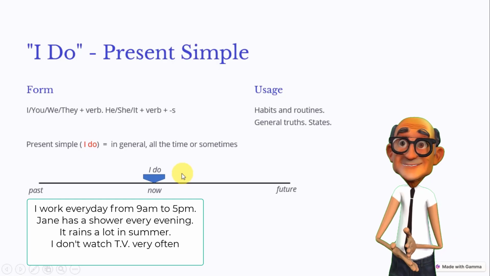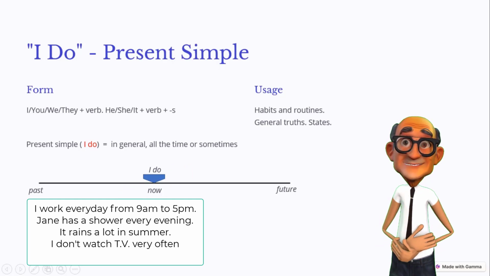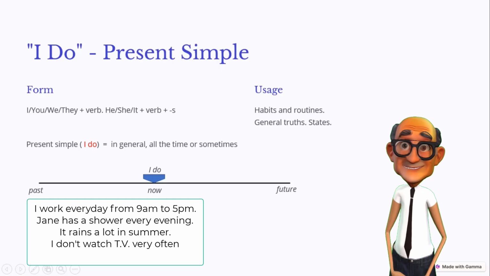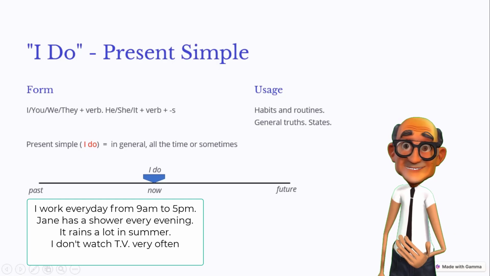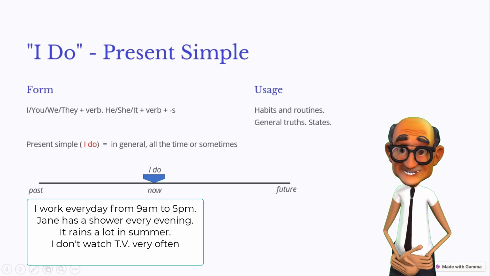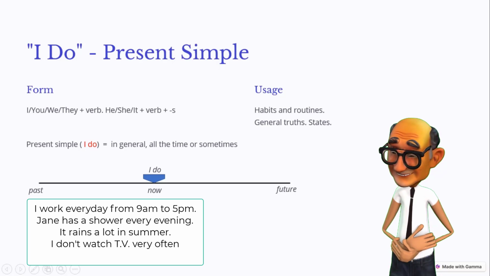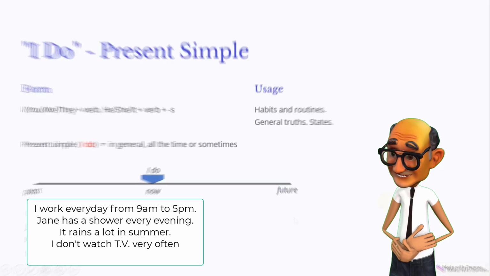Let's look at some examples. I work every day from 9 a.m., that's 9 o'clock in the morning, to 5 p.m., 5 in the evening or the afternoon. Jane has a shower every evening, right? It rains a lot in the summer. I don't watch TV very often. Right, guys, there you've got some examples on how to do it. And once again, please, guys, practice makes perfect.